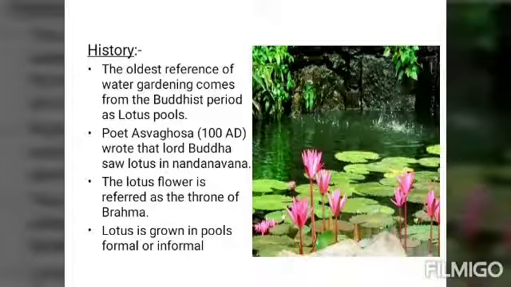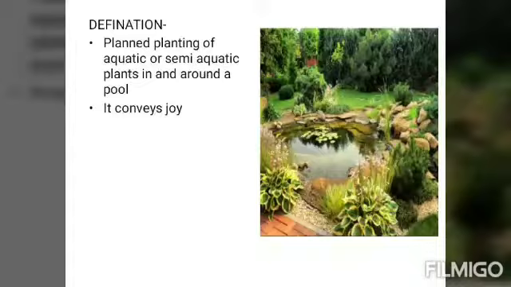And the lotus flower represents, in Hindu mythology, like in the Hindu religion, a throne of Brahma. And a lotus is grown in pools, pools which may be kacha or pakka, formal or informal. We will learn what is the meaning of formal and informal pools. Okay, so this is a little introduction about the water garden.